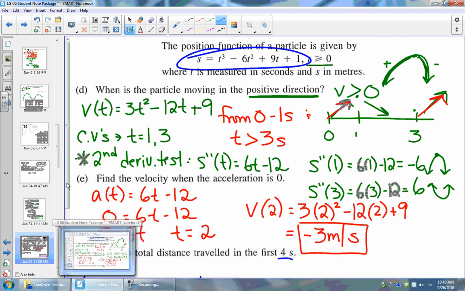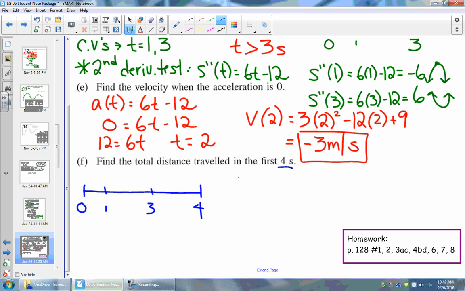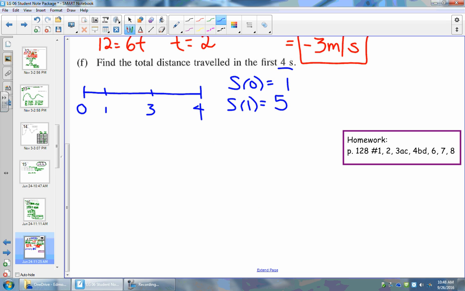For the first one, we're going to have s of 0. You guys can do all of these calculations on your own. This one's pretty obvious, it's just going to be 1. s of 1 is going to be 5, and all you're doing is plugging that into your original equation. s of 3 is going to be 1, and s of 4 is 5 again.